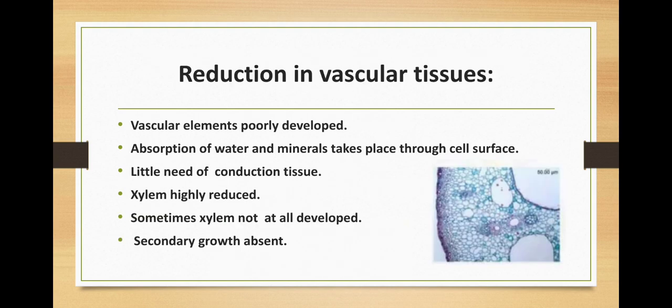Reduction in vascular tissues. Vascular elements poorly developed. Absorption of water and minerals takes place through the cell surface. Little need of conduction tissue. Xylem highly reduced. Sometimes xylem not at all developed. Secondary growth absent.